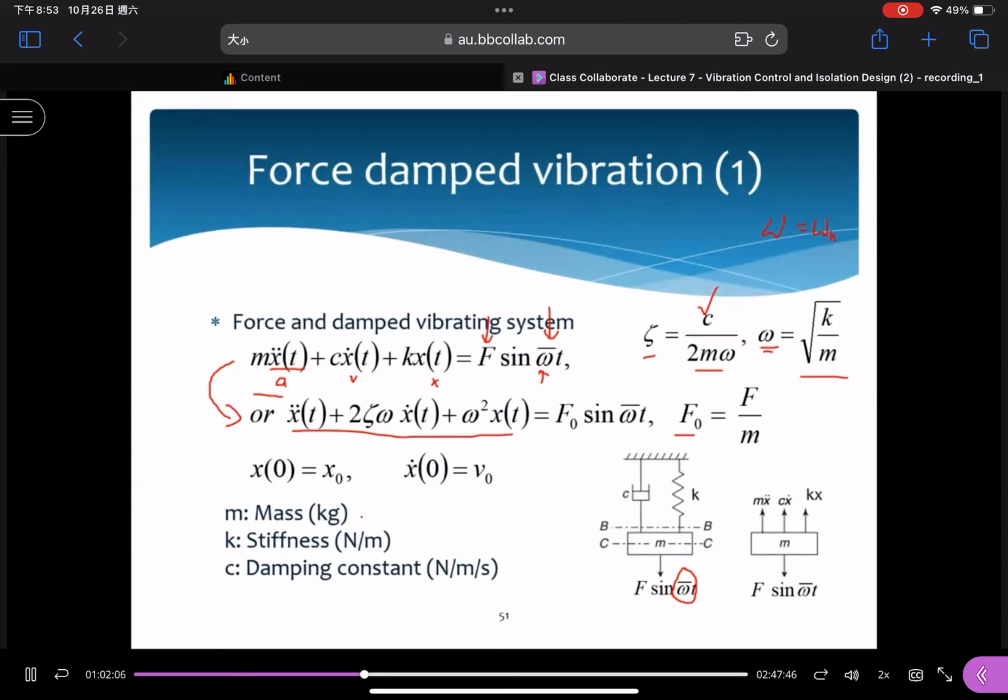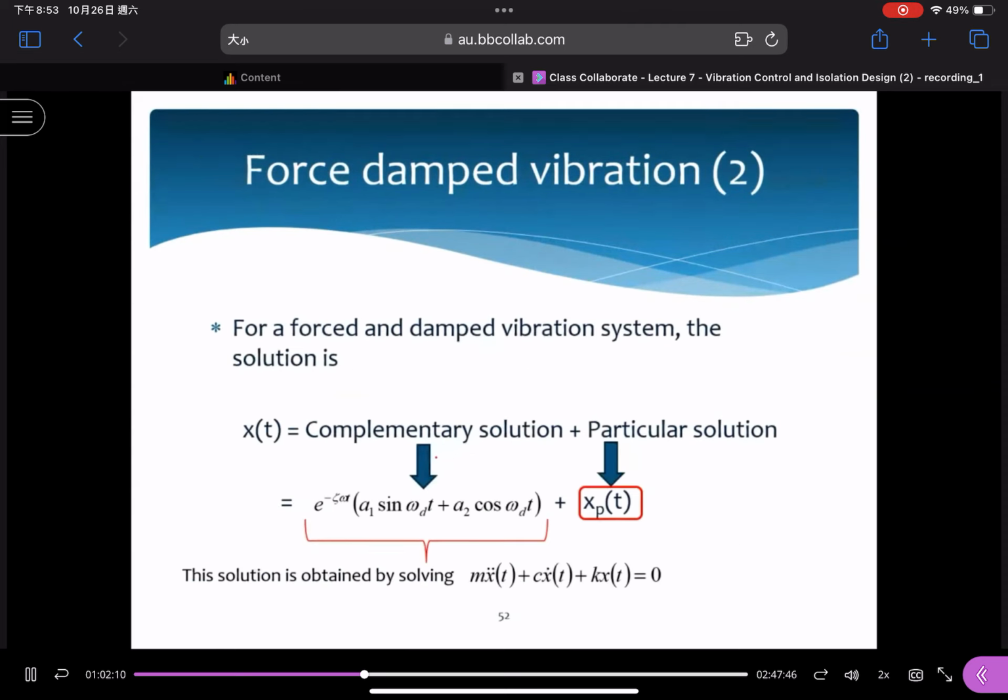I cannot teach you how to solve this one. I just want to let you know what we need to do. When you consider forced damped vibration equations, reference books on applied mechanics have sections about finding the overall solution. There are two parts. The first one is the complementary solution, and the second one is what we call the particular solution.